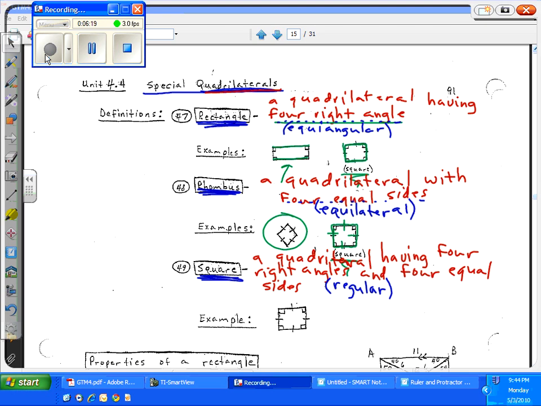But that's not all the properties. We just added those because of the definitions. Now we have the first 6 properties of all parallelograms. When we add in the definitions, we now have 7 properties for a rectangle, 7 properties for a rhombus, and 8 properties for a square.